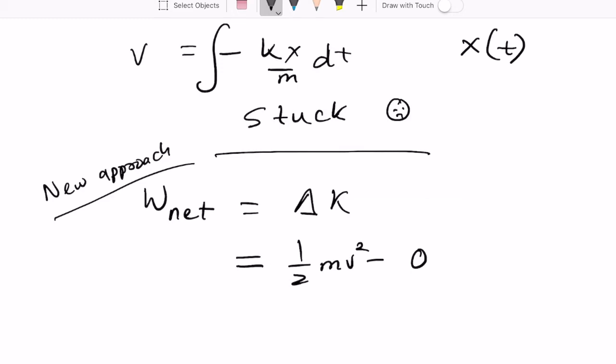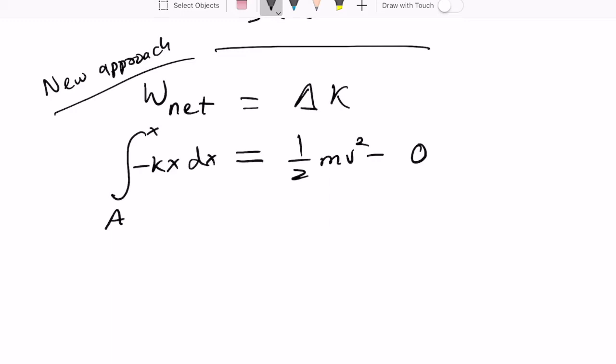The left-hand side, we have to calculate the net work done on the object by all the forces acting on it. There's only one force acting on it in the horizontal direction. That is the given force, F of x. So it's a variable force. In the last video, we learned how to calculate the work done by variable forces. So you would integrate the force, minus kx dx, from the starting position, which is x equals a, to the final position, which is just x, right?